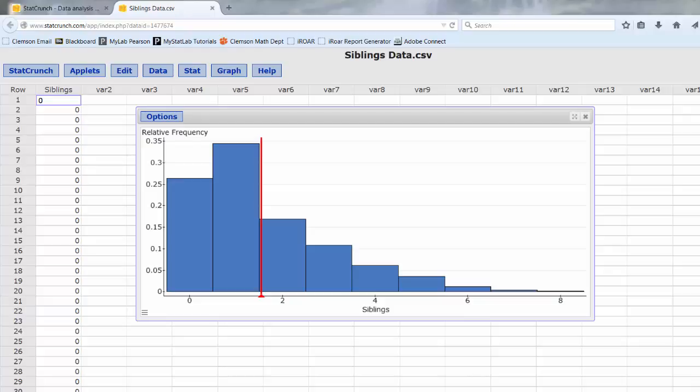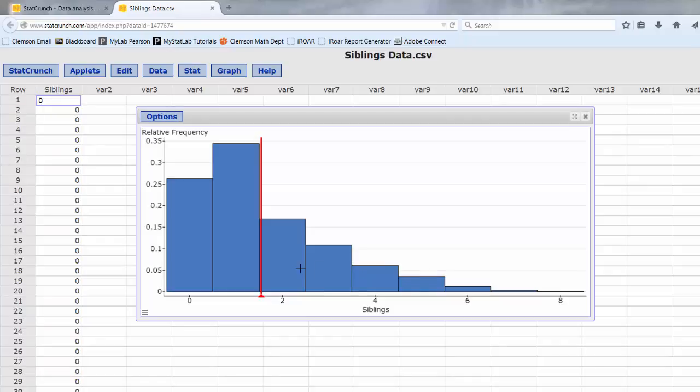The example I'll be using is the number of siblings for U.S. residents, and what I have here is the probability distribution for the number of siblings based upon data collected by the U.S. Census Bureau. So you can see I have that data in the data table and then an associated probability histogram here.